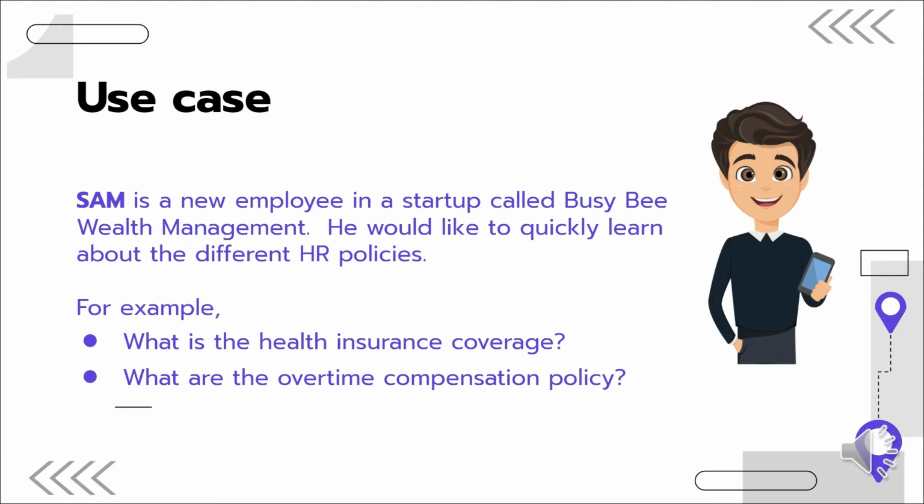Fortunately, BusyBee has an AI-powered HR assistant that can quickly and accurately provide this information. Sam simply types his question into the chatbot interface, "What is health coverage insurance?" And the AI quickly responds with detailed information about the company's health insurance plan. Likewise, he can do the same about overtime compensation policy.